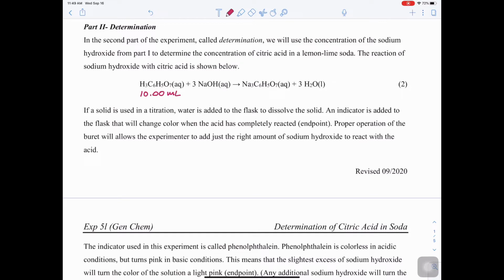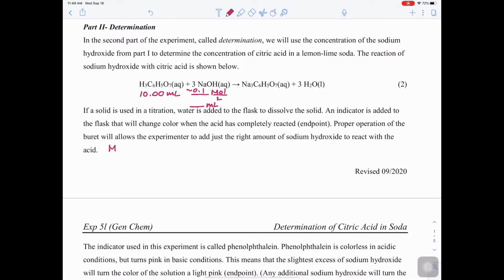And then we have our molarity from the first part, moles per liter. It's approximately 0.1, but we've determined it more precisely than that. And then we're going to measure how much sodium hydroxide was used to titrate that amount of citric acid. So again, we're calculating a molarity. Molarity for the citric acid will be moles of citric acid divided by liters of the acid solution. In this case, it's the soda. So let's just write soda here.